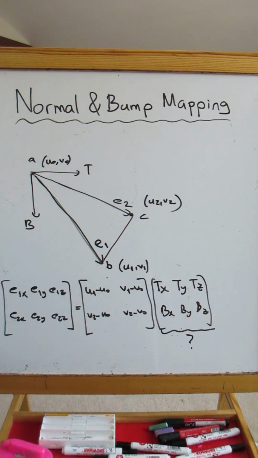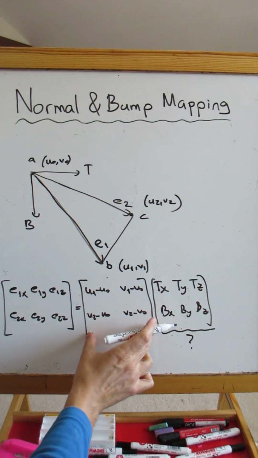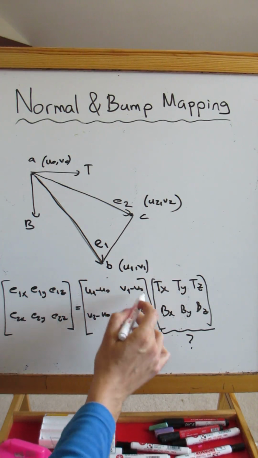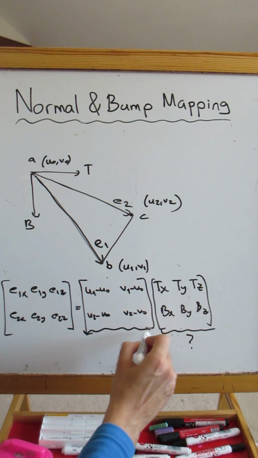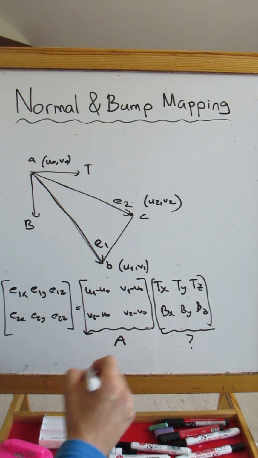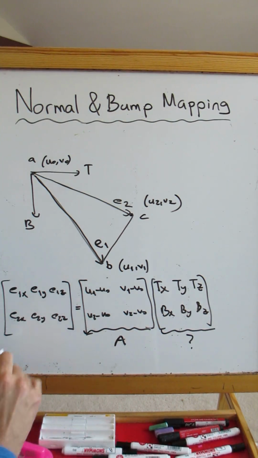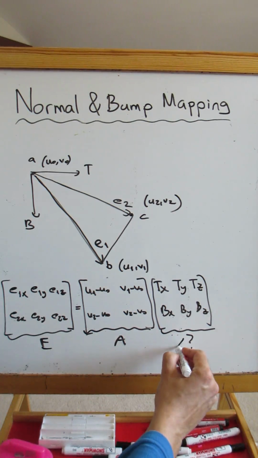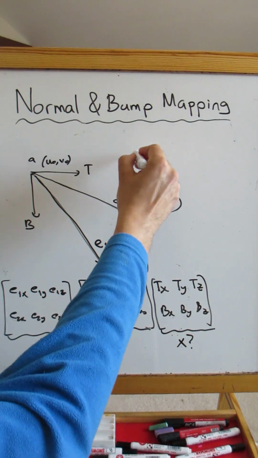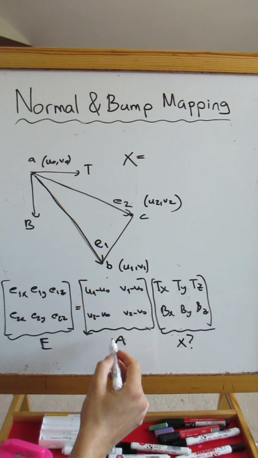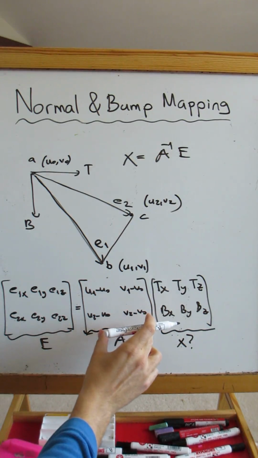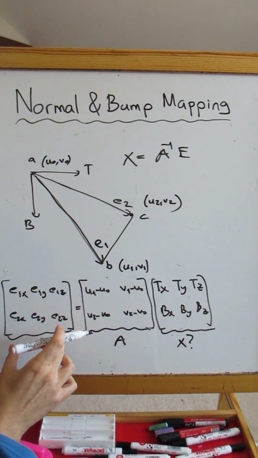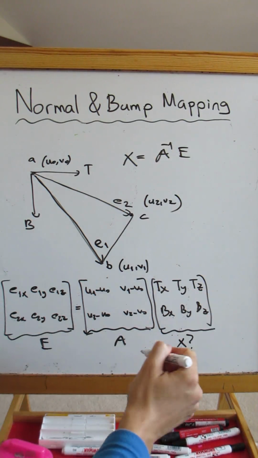How can I find this? I simply take this matrix. I know this matrix, right? This is from the texture coordinates. Invert this matrix. Let's call this matrix A, let's call this matrix E, and this is X. I want to find X. How do I find X? X is equal to A inverse times E. So invert this 2 by 2 matrix and multiply it with E from the left to compute the tangent and bitangent vectors.